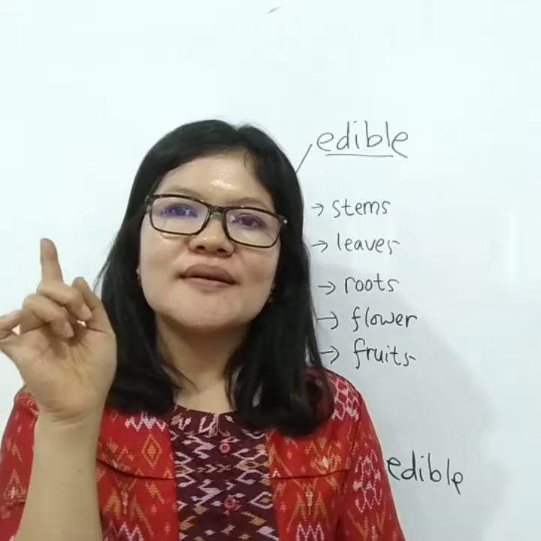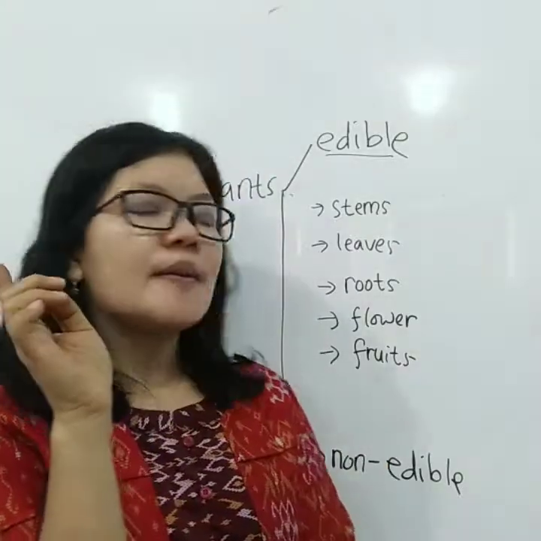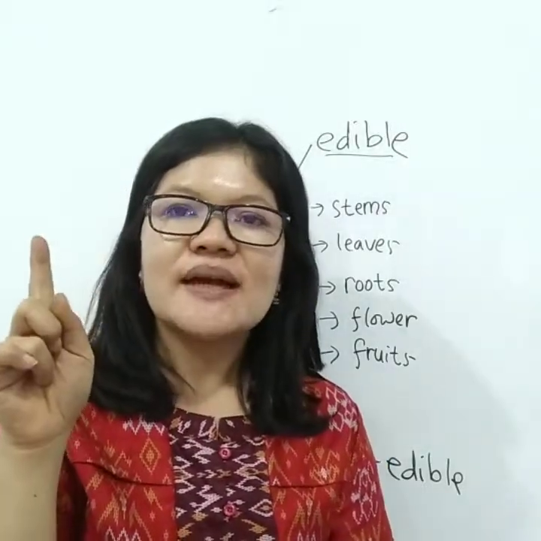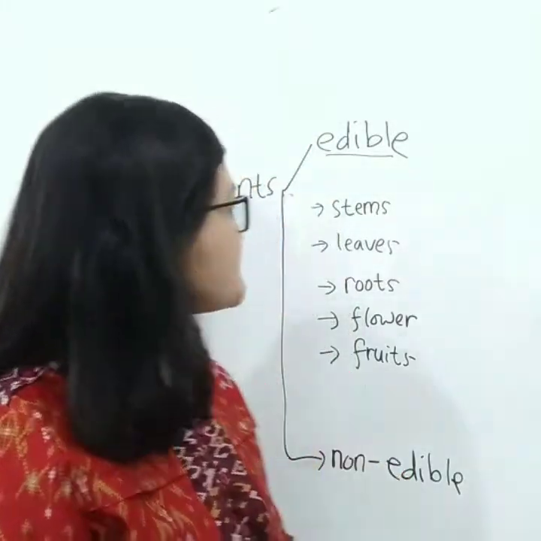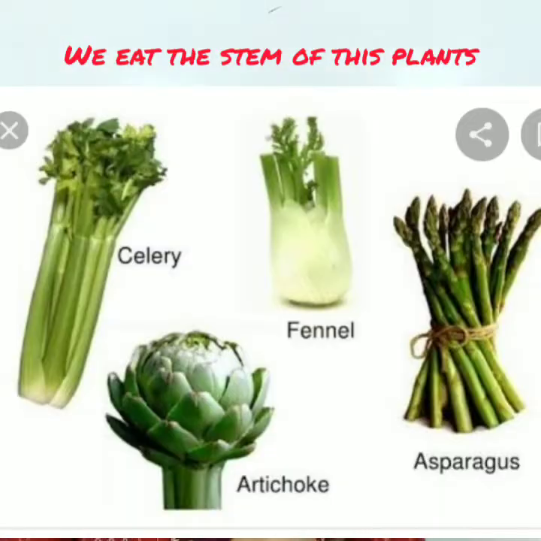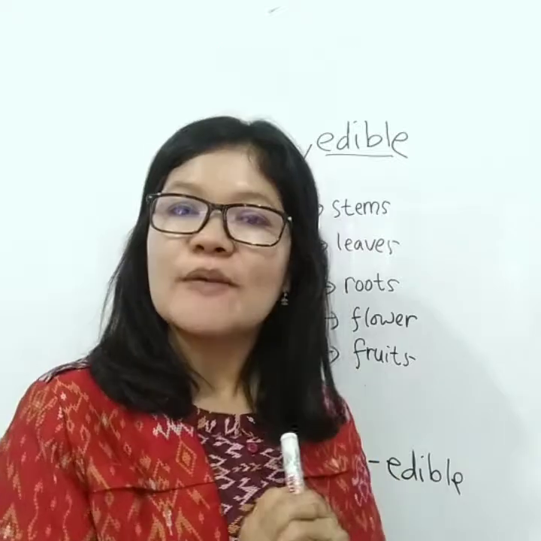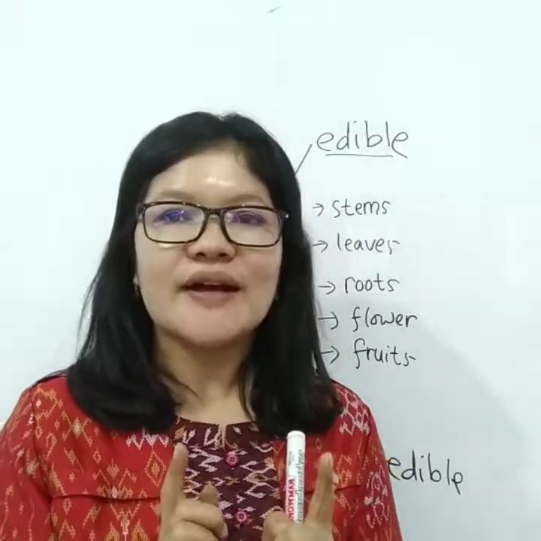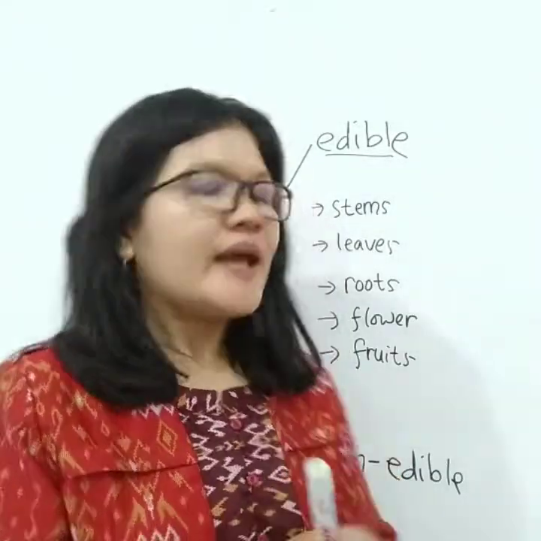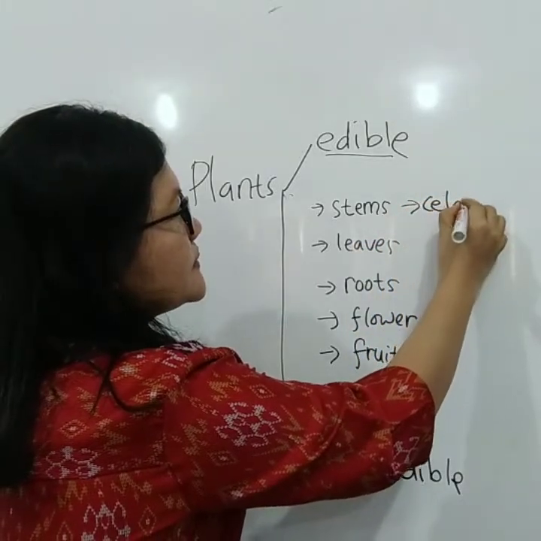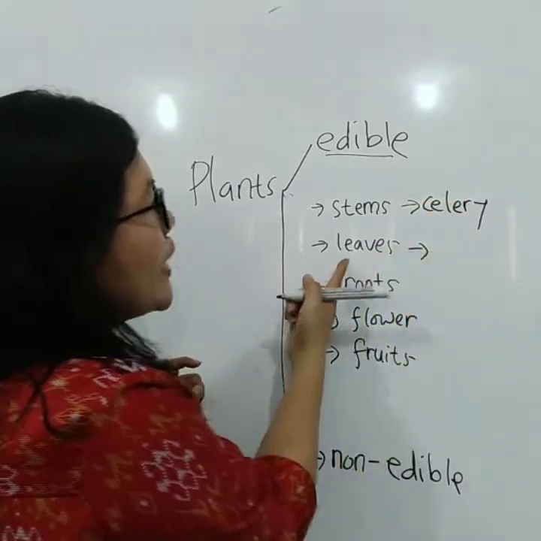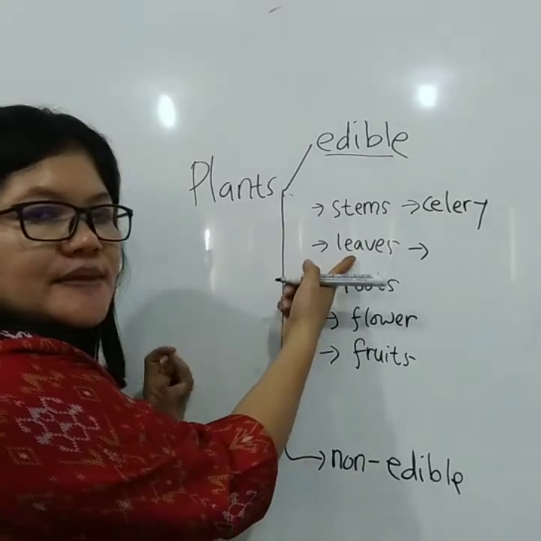Anybody knows? What are examples of stems of the plants that we can eat? Very good. For example, celery, asparagus, fennel. Good. I think some of you have eaten these before. For example, celery, and many more.